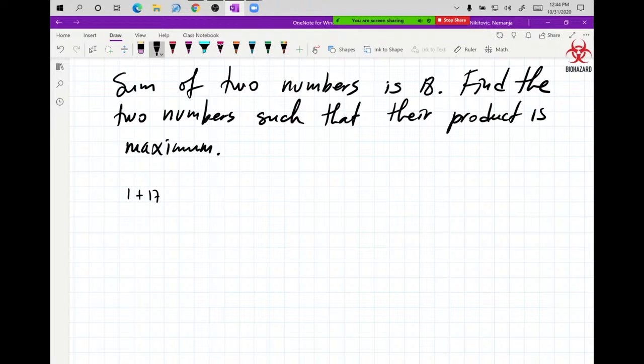1 plus 17 is 18. So here are the two numbers, and when you multiply 1 and 17, you get a product of 17. But then you can also do 2 plus 16, and that's also 18. The product is 2 times 16, 32. Oh, that's much better, right? And then you have 3 and 15, which also add to 18. When you multiply 3 times 15, you get 45. Oh, that's even better than 32.